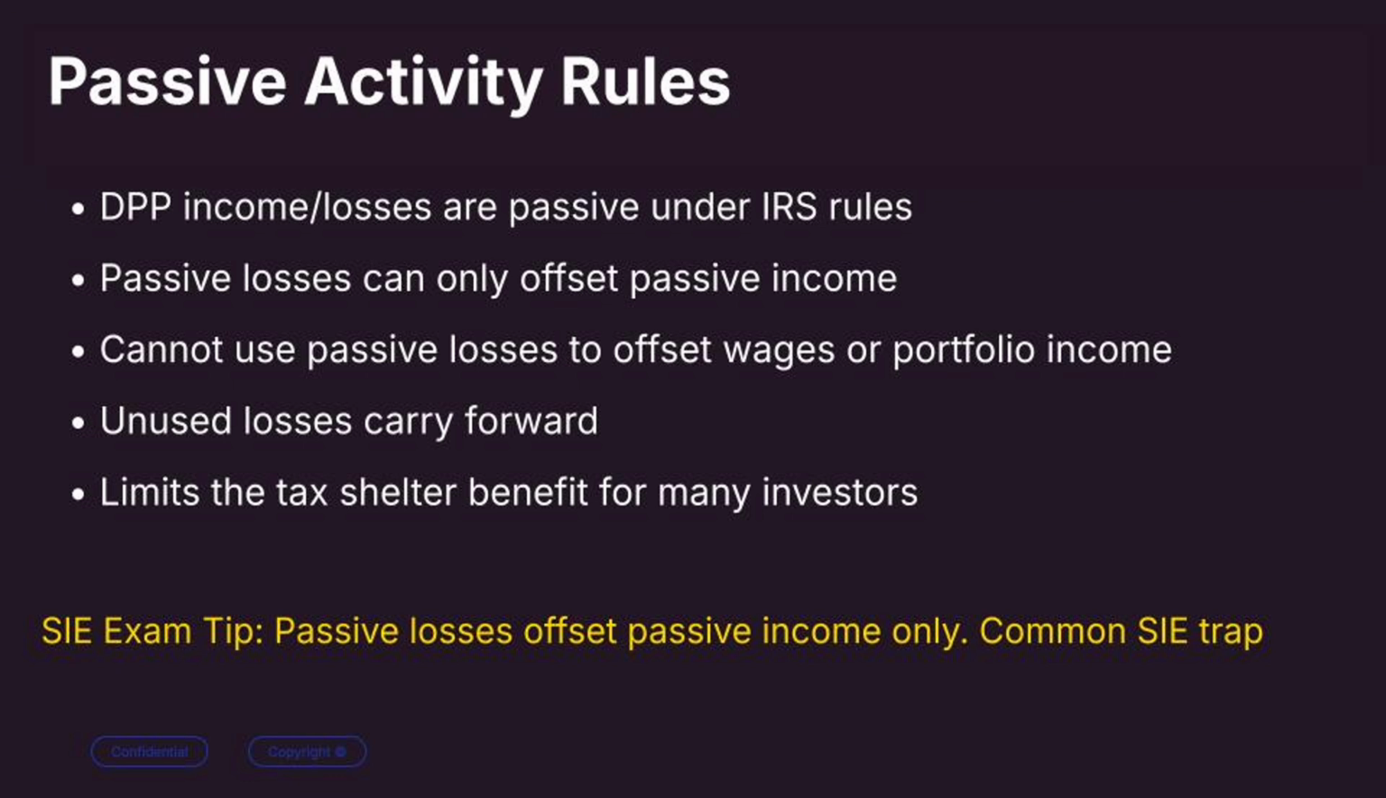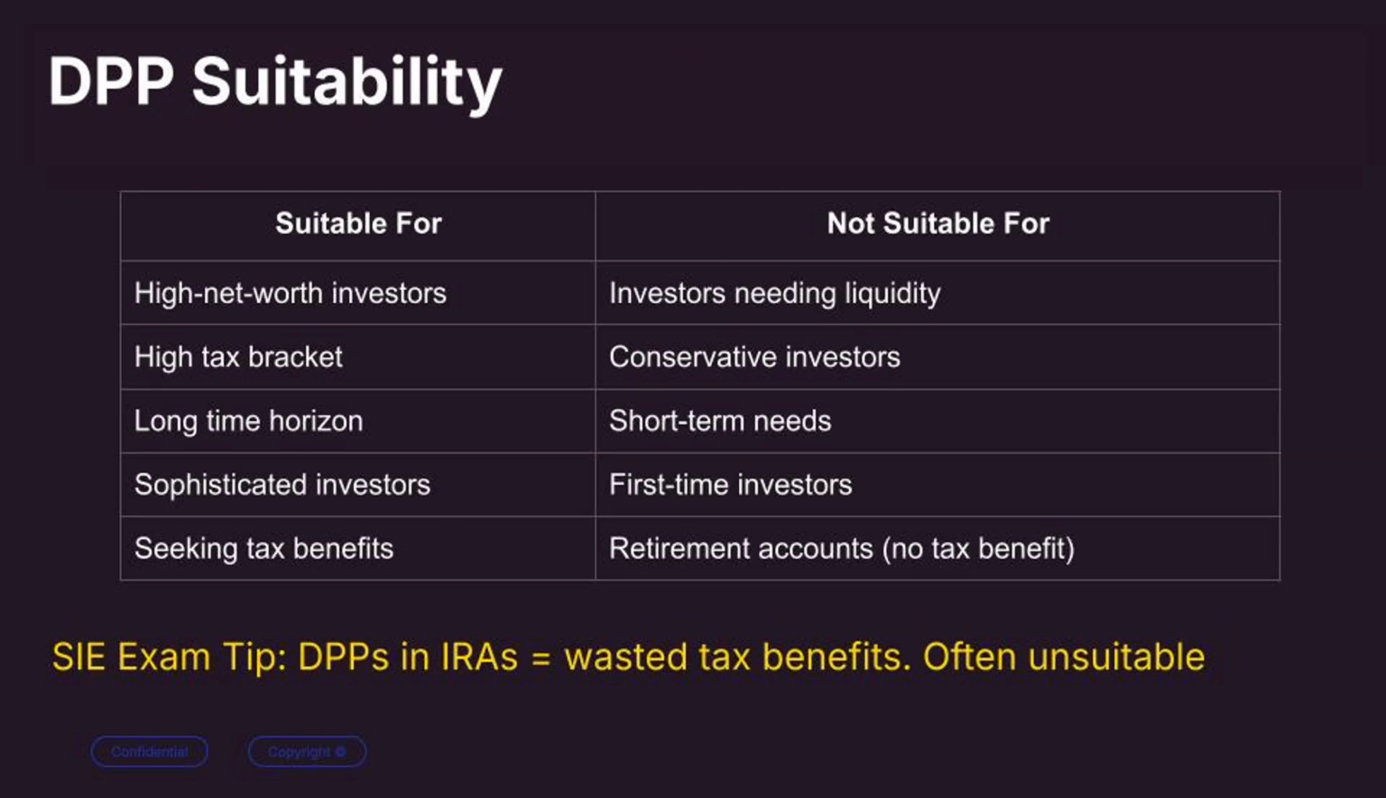Neither is passive. If you have unused passive losses, they don't disappear. They carry forward to future years, where they can offset passive income later. The trap on the test usually involves an investor trying to use DPP losses against their salary. That doesn't fly.